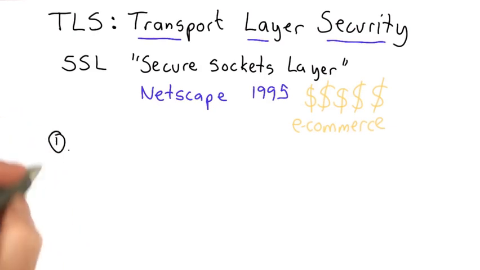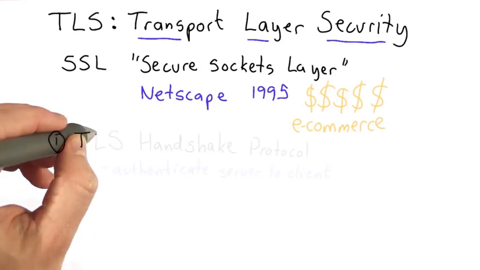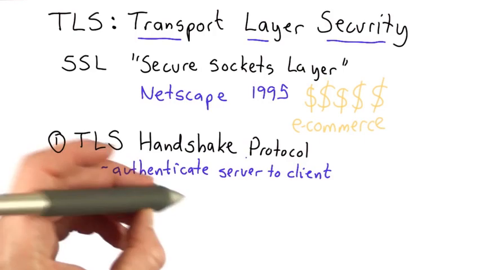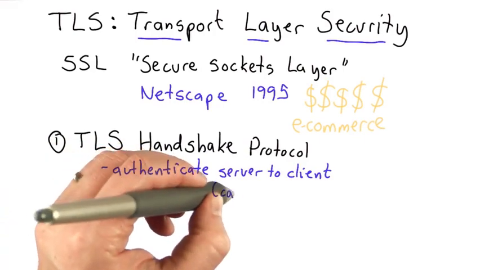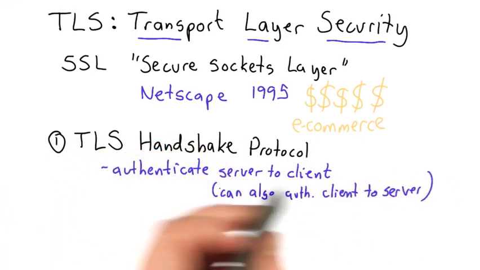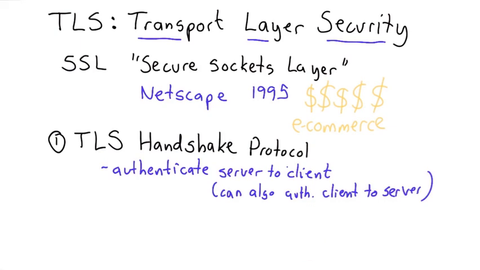It consists of two main parts. The first is the handshake protocol, and that's used to authenticate a server to a client. It can be in both directions. It can also be used to authenticate clients to servers.